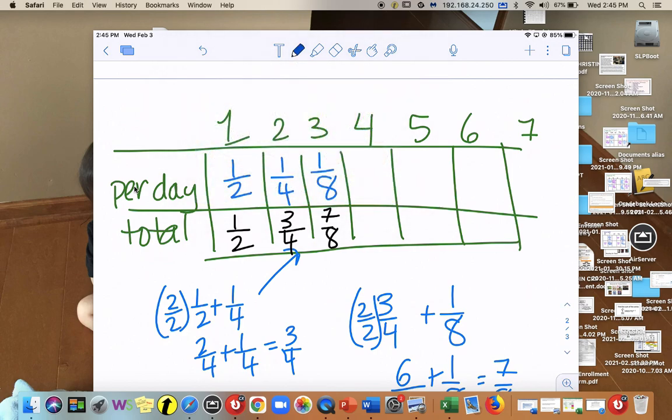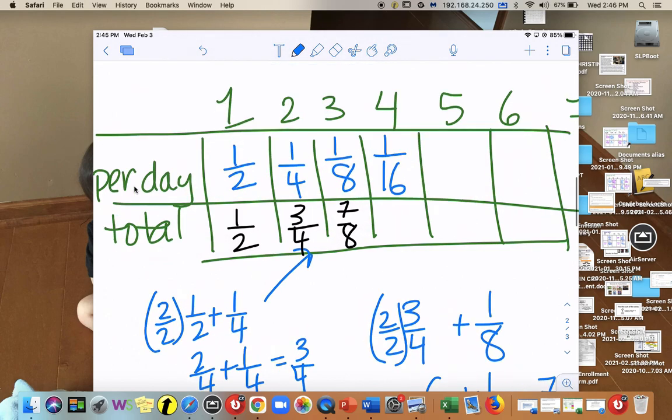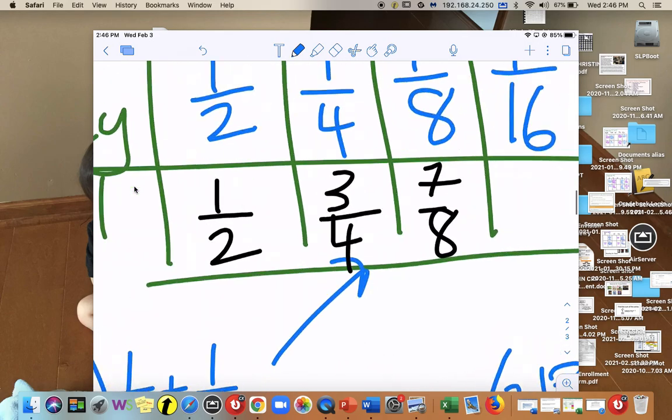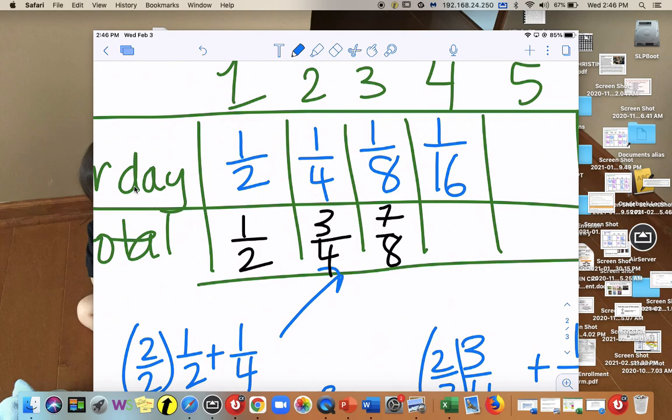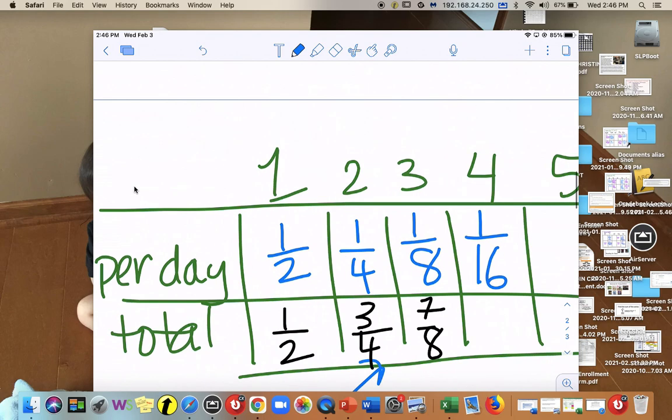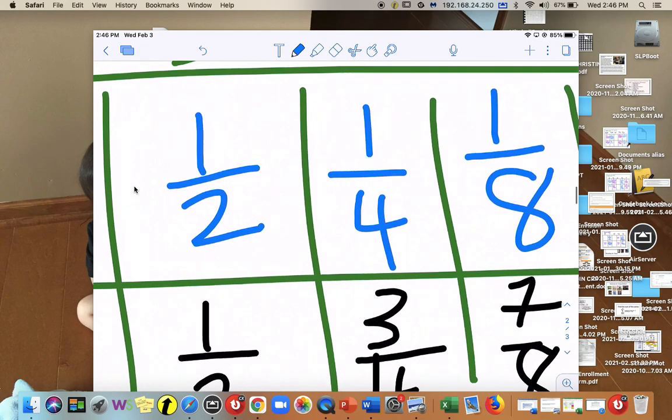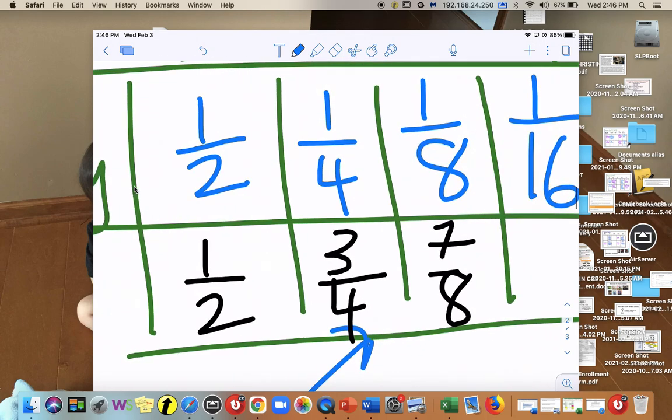The next day, I'll eat half of 1/8, which is 1/16. And you might start to notice a pattern. Notice this is 1/2. This is 3/4. This is 7/8. So the numerator in the bottom row is always one less than the denominator. And the denominator is the same as the amount eaten per day. So like 1/2, 1/2, 1/4. The bottom is a 4, but we've eaten 3/4 and so on.